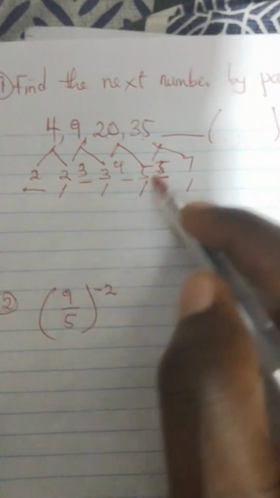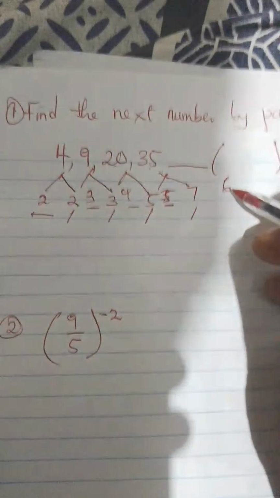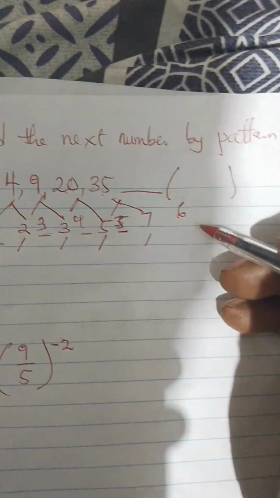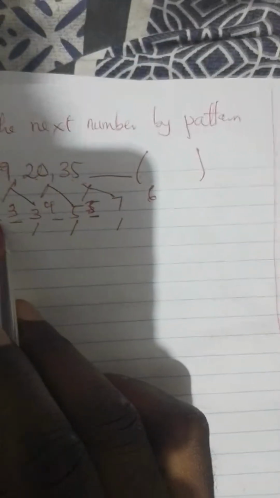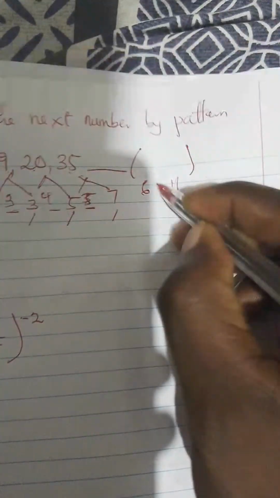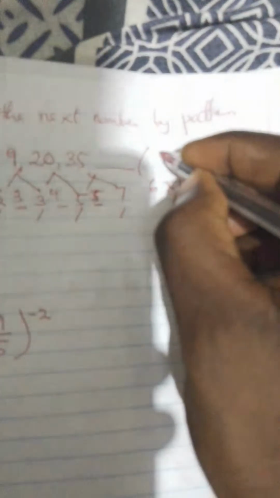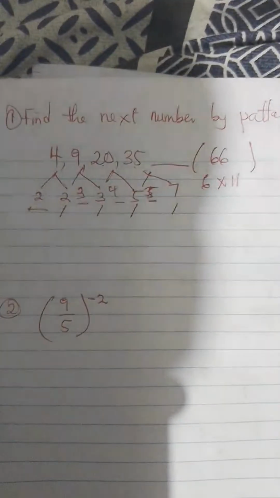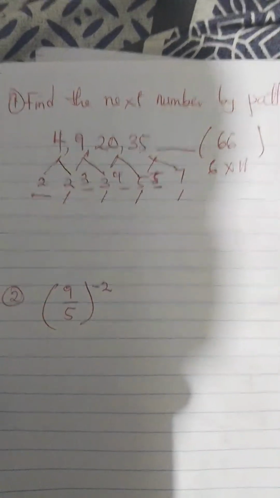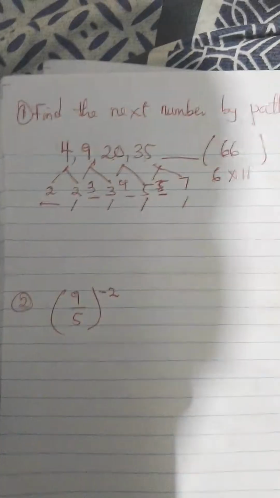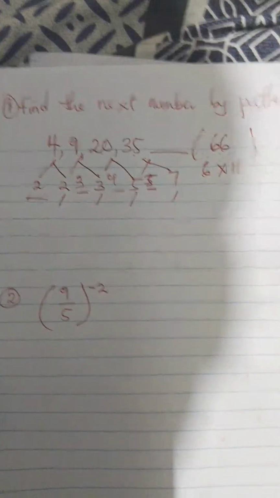With this, your next number you can easily find. The first number is 2, 3, 4, 5, so the next first number becomes 6. Then these are odd numbers: 2, 3, 5, 7, so that becomes 11. So 6 by 11 will give you 66. Right. So this is how to find difficult pattern numbers.